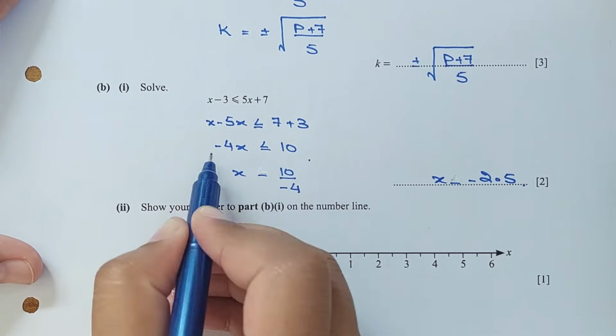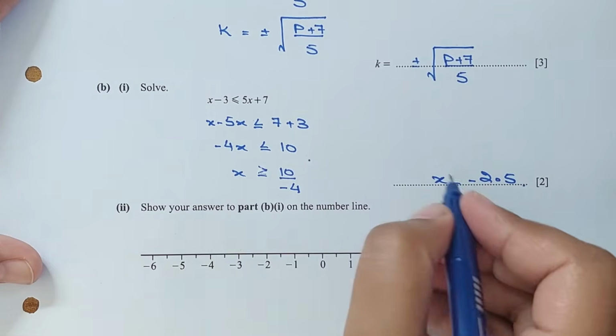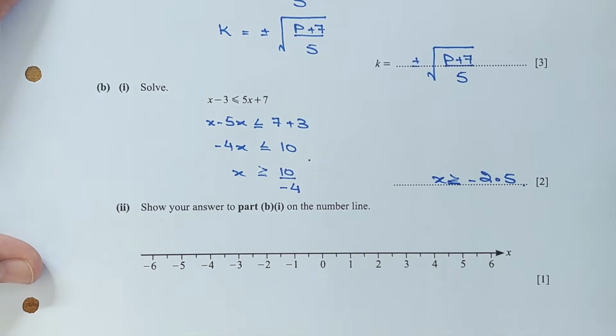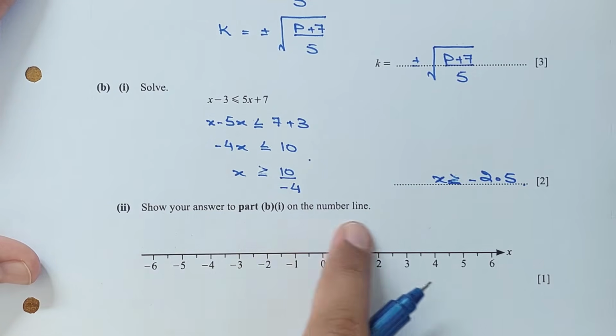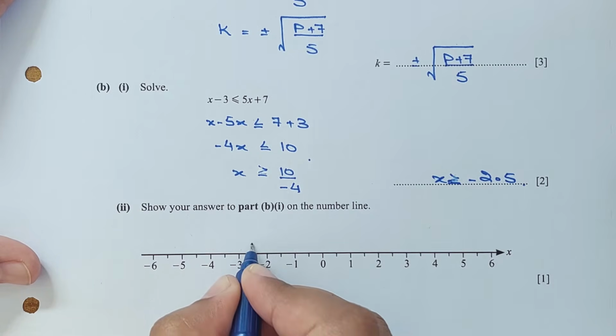Sorry, when we are dividing both sides by negative 4, we have to reverse the inequality. Less than or equal to changes to greater than or equal to, right? Now for the second part, show your answer to part B1 on the number line. X is greater than or equal to minus 2.5. This is minus 2 and this is minus 2.5.